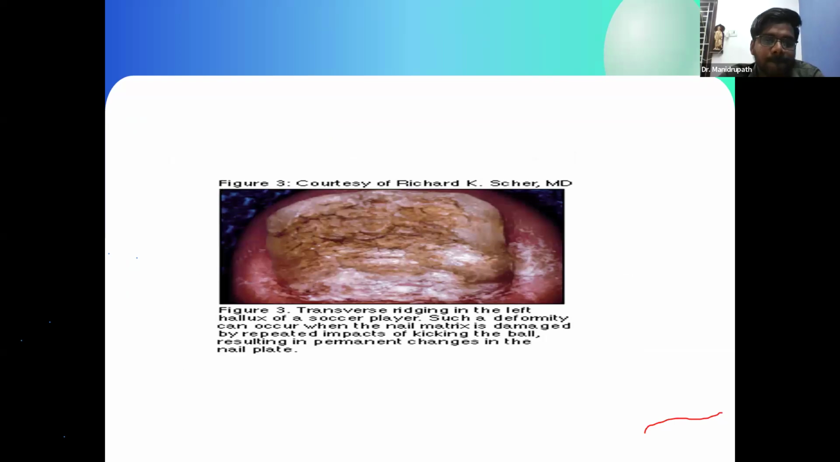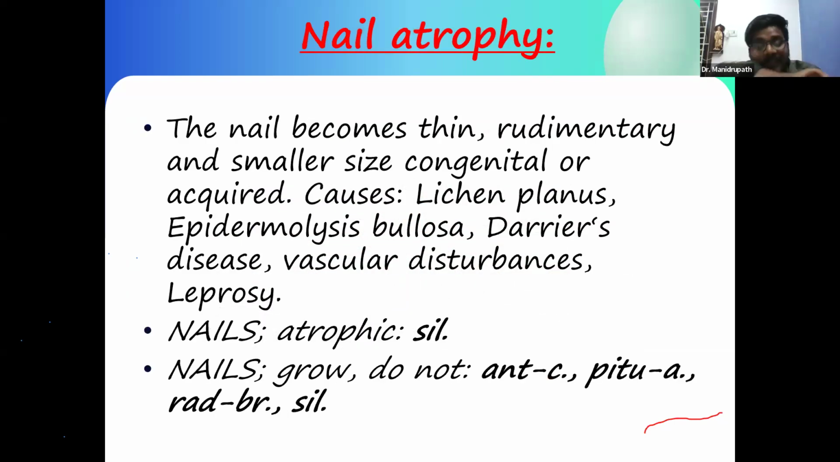This is the picture. Nail atrophy: the nail becomes thin, rudimentary, and smaller in size, either congenital or acquired. The causes can be lichen planus. And lichen planus, one of the beautiful remedies in materia medica: when your well-selected remedy fails to act, think of the remedy Sulphur iodatum. Boericke has written in the first paragraph, obstinate skin affections. In such cases of lichen planus, you can think of Sulphur iodatum.